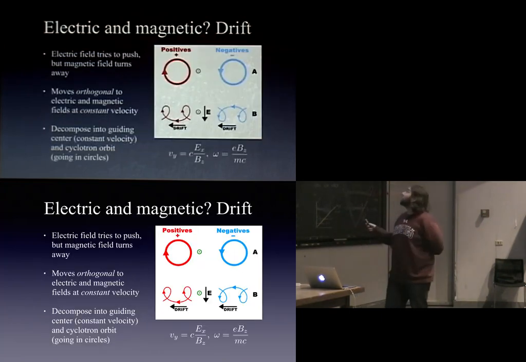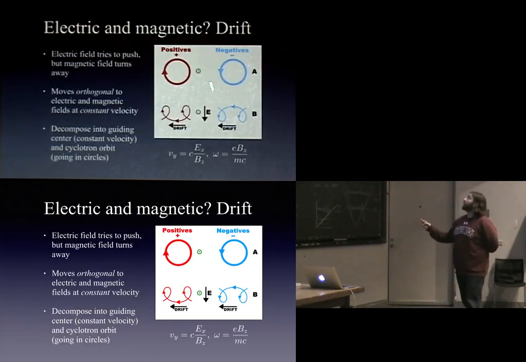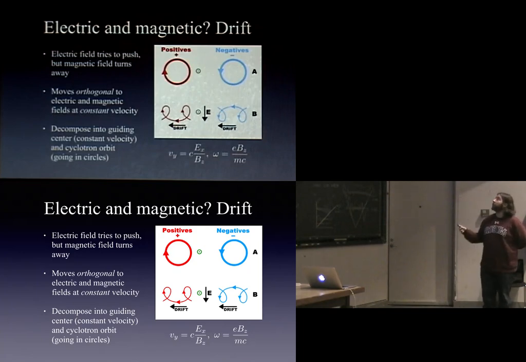So here at the top of the page is again this picture. I again have a magnetic field pointing out of the plane. And if I have an electron, it'll move counterclockwise in cyclotron orbits. If I have a proton, it'll move clockwise in cyclotron orbits.